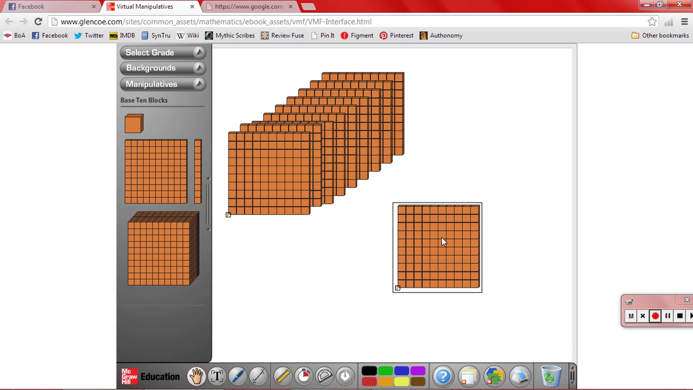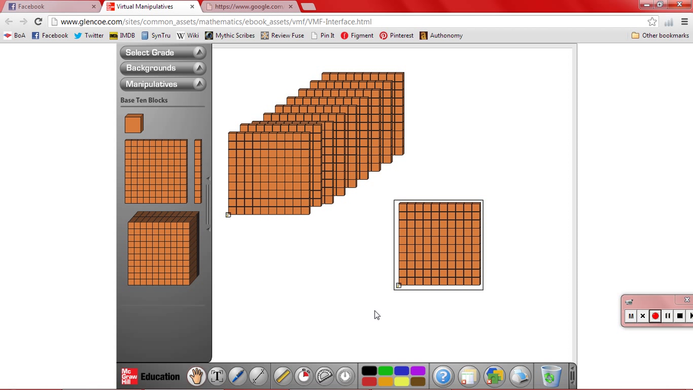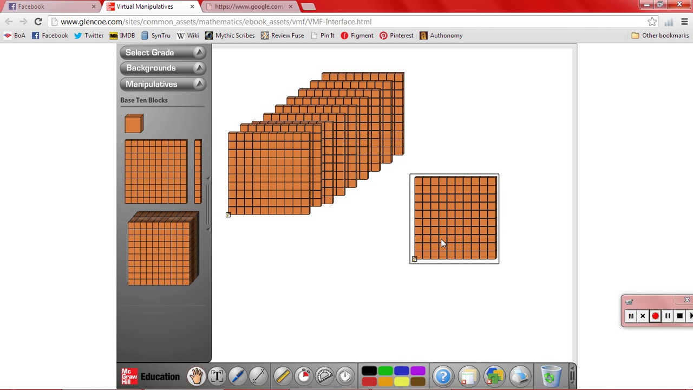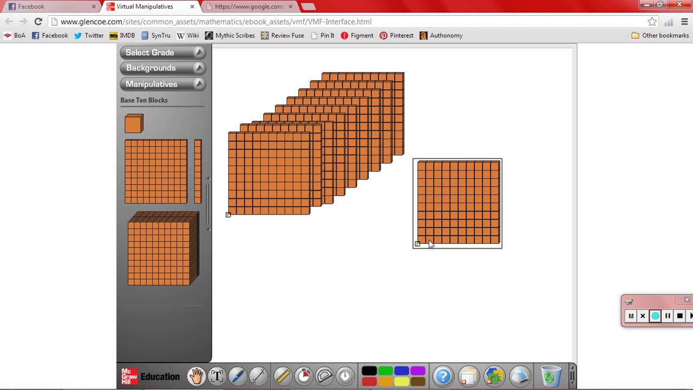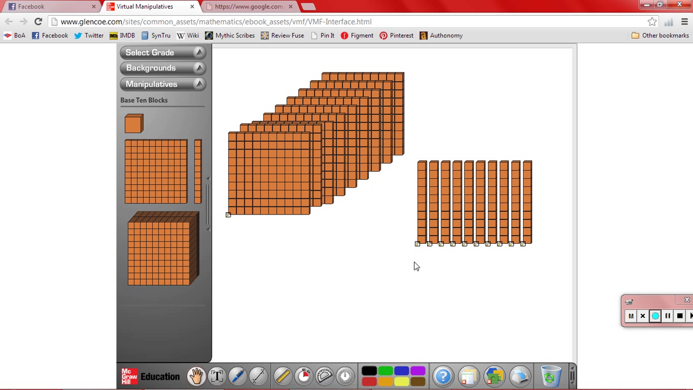One of them is 1/10. But what if I need to look at something even smaller? I need to split my 10th up into 10 separate pieces, 10 smaller pieces. So we call these hundredths because 100 of these make up a block.